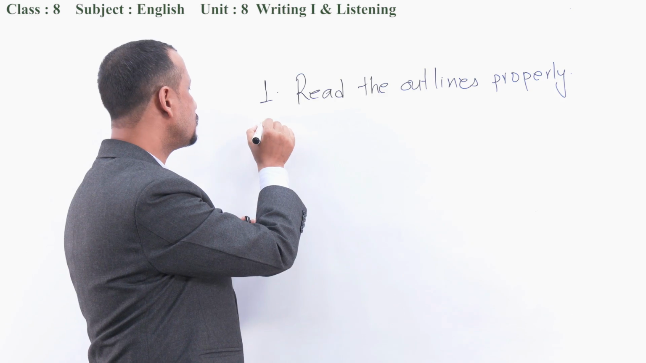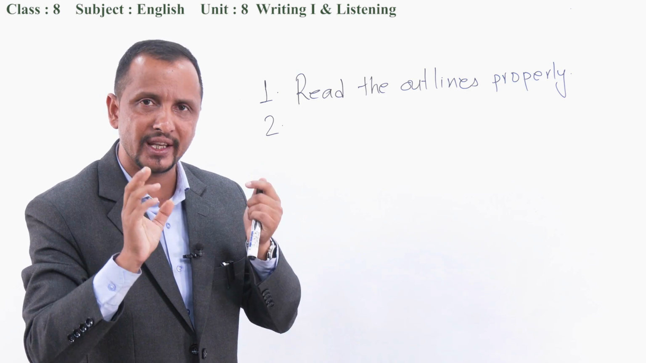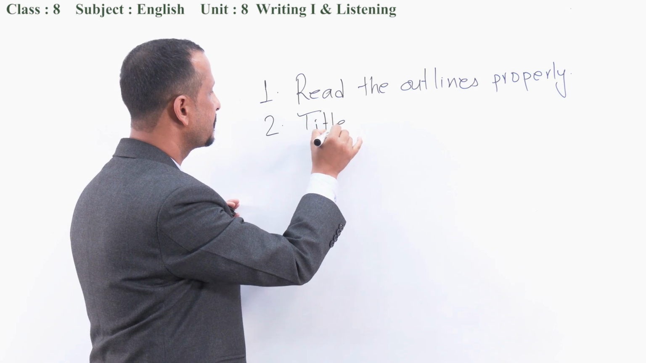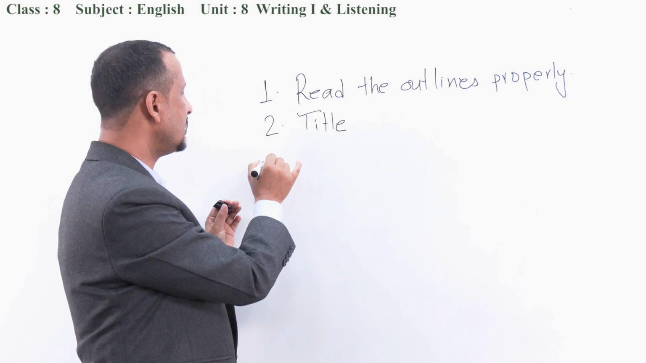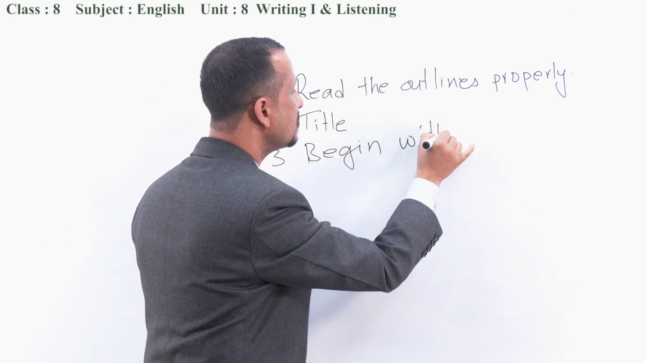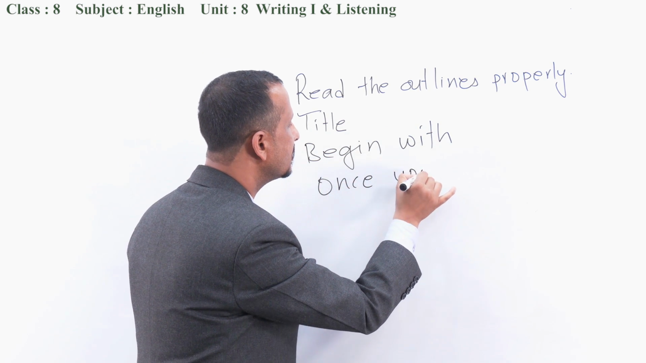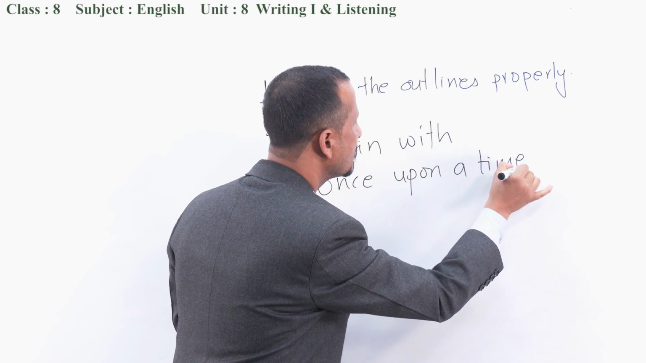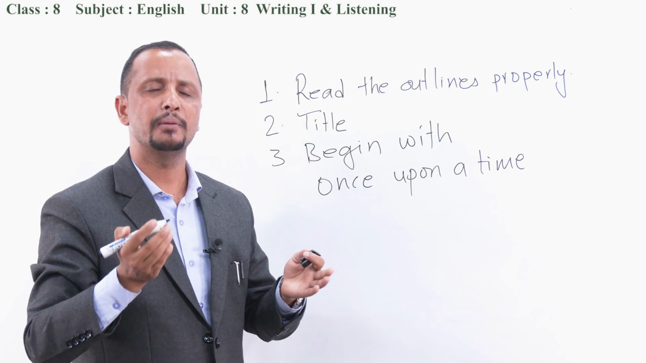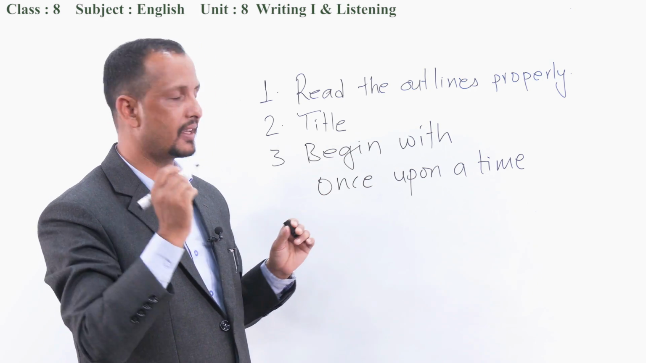Number two, after reading the outline, dear student, you can find out what the title will be. Decide the title and write the title here. Number three, begin with what? Let's see. Here I'm going to write once upon a time, or in place of once upon a time, you can write long ago, many years ago, so many years ago, etc. This is just a sample.